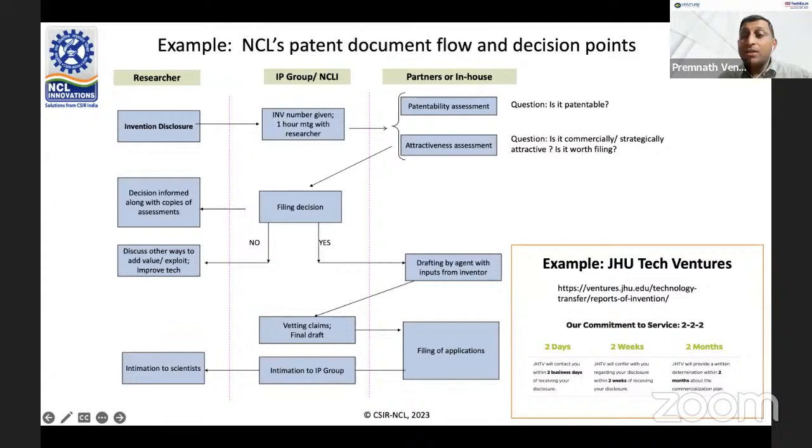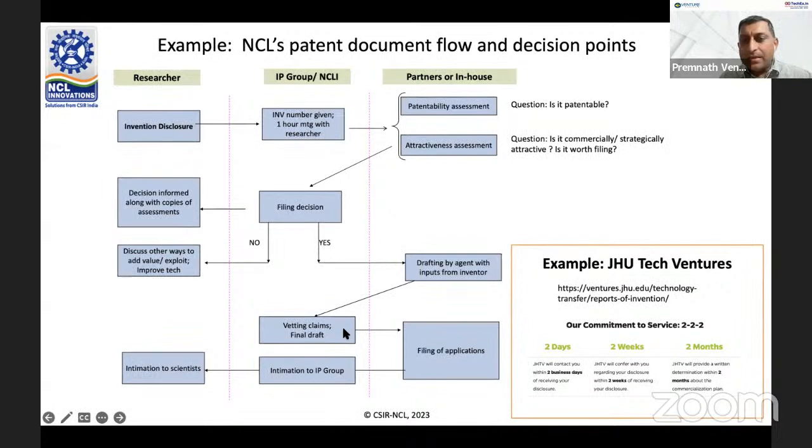If you pass it on to a committee, it can take time as well, right? Following this, a filing decision is taken, right? If it is a no, you will explore ways to improve the case, to come back again and file it at a later date, or improve the technology, whatever it is. If it's yes, you would begin drafting, and some kind of a patent agent equivalent would start drafting a patent, and there will be a process of vetting the claims.